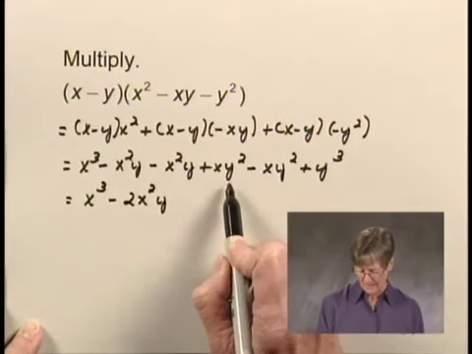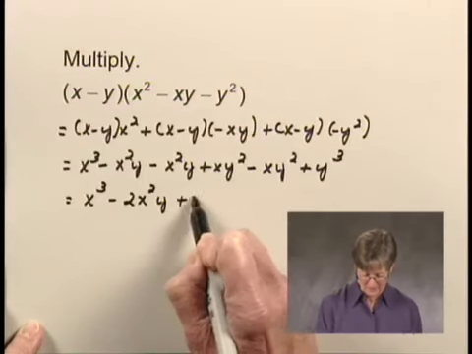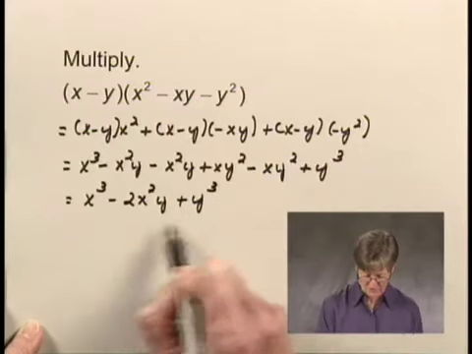These two terms add up to 0. Xy squared minus xy squared is 0. And finally, I have the y cubed term. So this is the product.